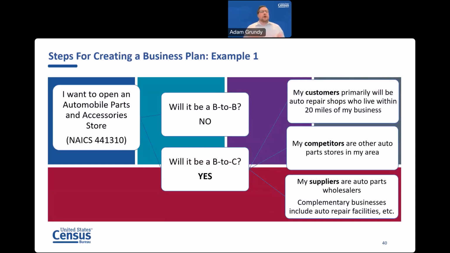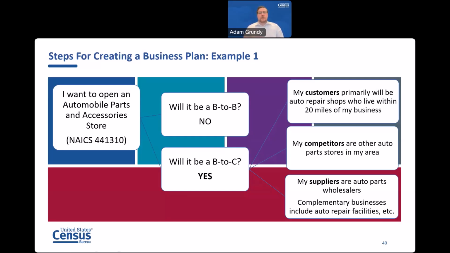So let's say, for example, you want to open an automobile parts and accessories store. You can see the NAICS code right over here, the full 6-digit industry. So if it's a business that caters to the general public, let's think about the answers to those questions we posed before on the previous slide. So the customers are primarily auto repair shops who live within 20 miles of my business. Looking at other different ones, you can see on the Census Business Builder data tool about how many of these automobile parts and accessory stores there potentially could be in different geographic locations, whether that be the county, state level, and other industry levels, whatever the data is available for.